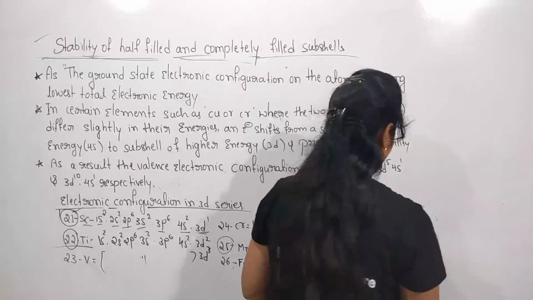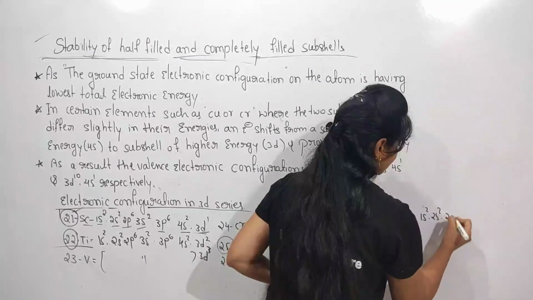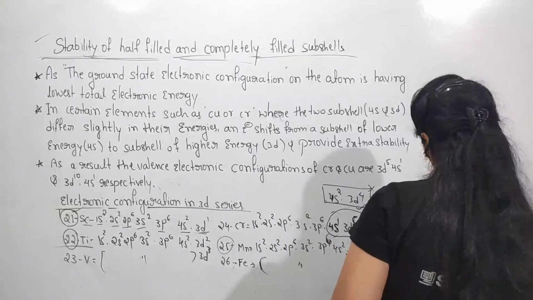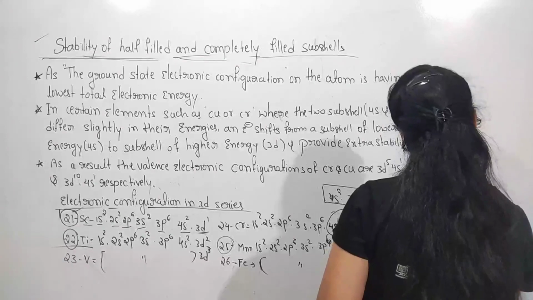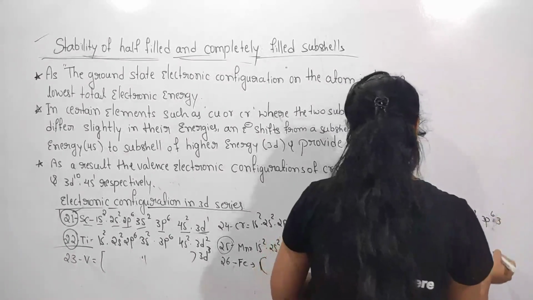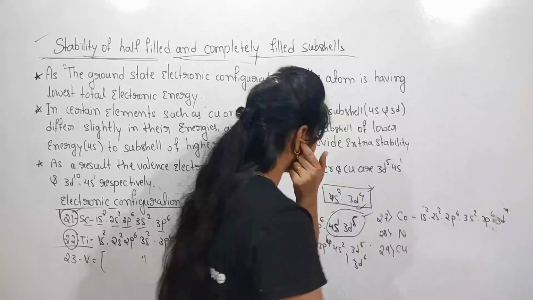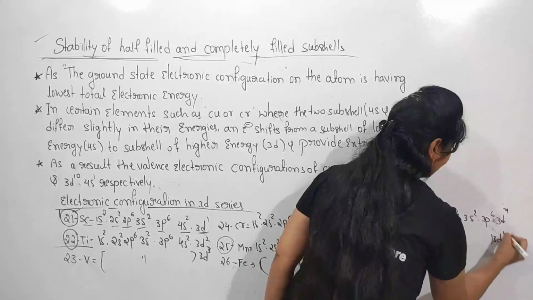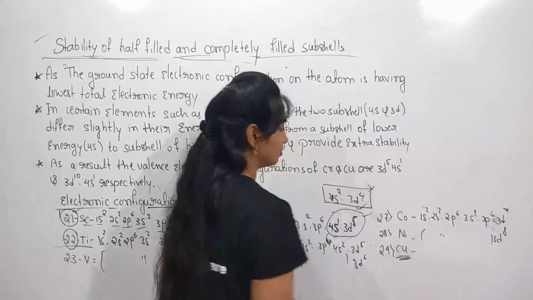In cobalt: 1s2, 2s2, 2p6, 3s2, 3p6, 4s2, 3d7. And next, it is the same with 3d8 for nickel.